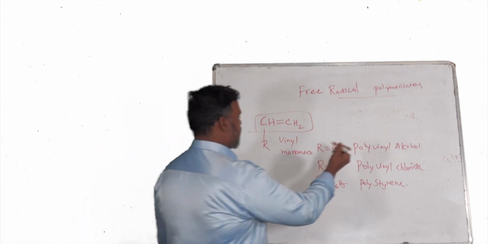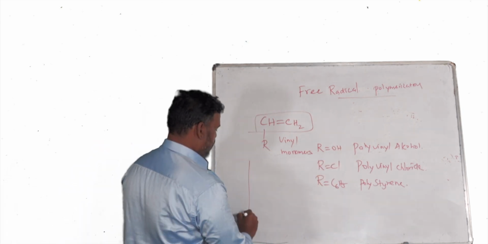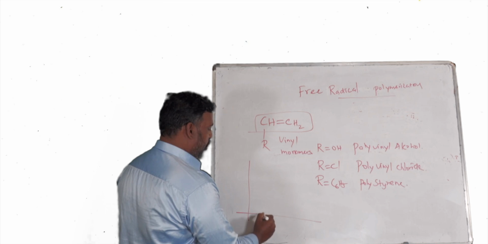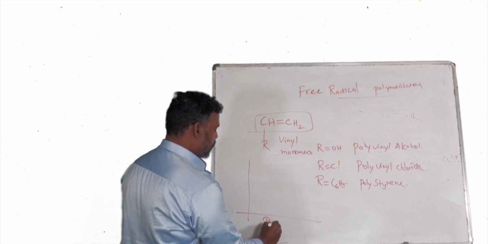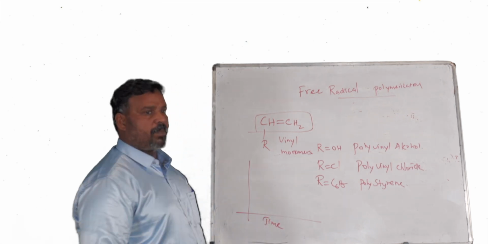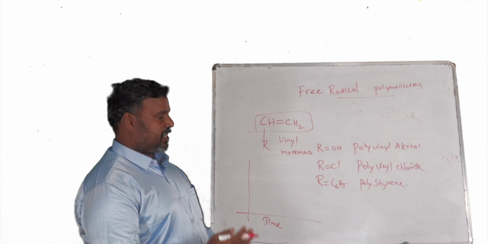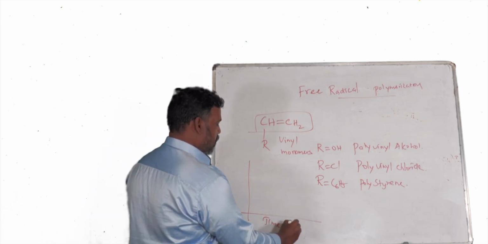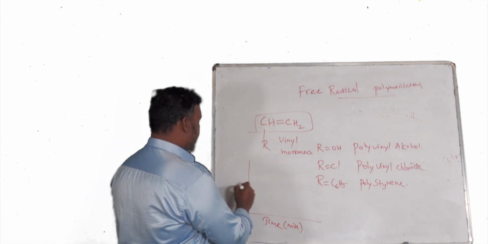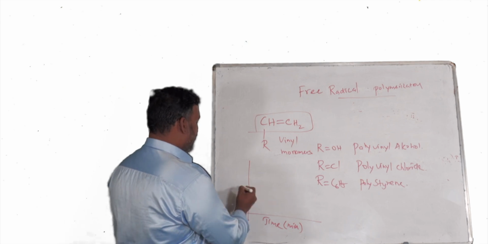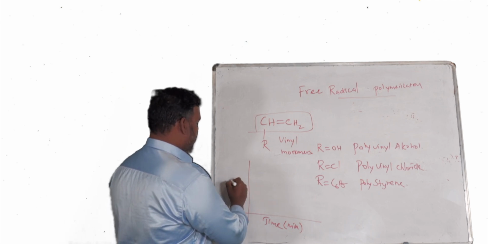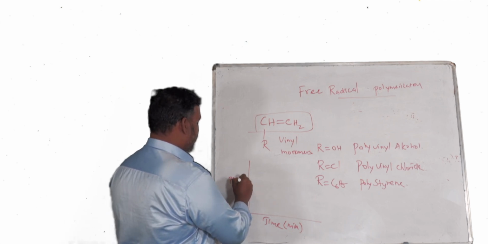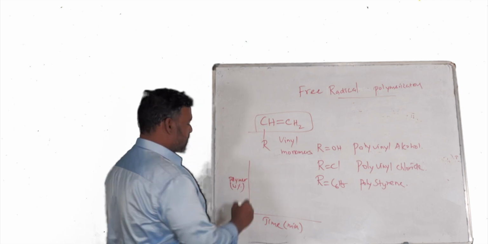Let's say we start with kinetics. You're following this reaction by measuring the amount of polymer formed at each second or each minute. In polymerization, we can follow the amount of polymer formed. Let's say we can calculate the amount of polymer weight. Since it's a polymer, we can call it the weight fraction and calculate that.